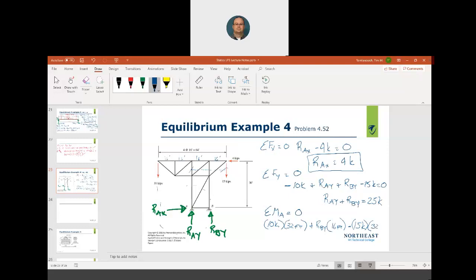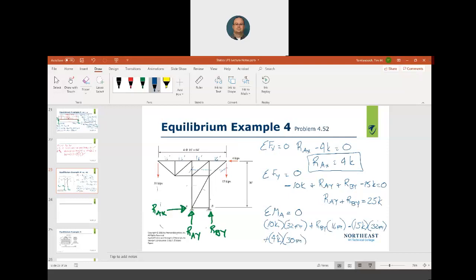Okay. All right, now don't forget about the 4 kips. 4 kips is also going counterclockwise around point A, so that's a positive rotation. Plus 4 kips times, what's my perpendicular distance? That's 30 feet.